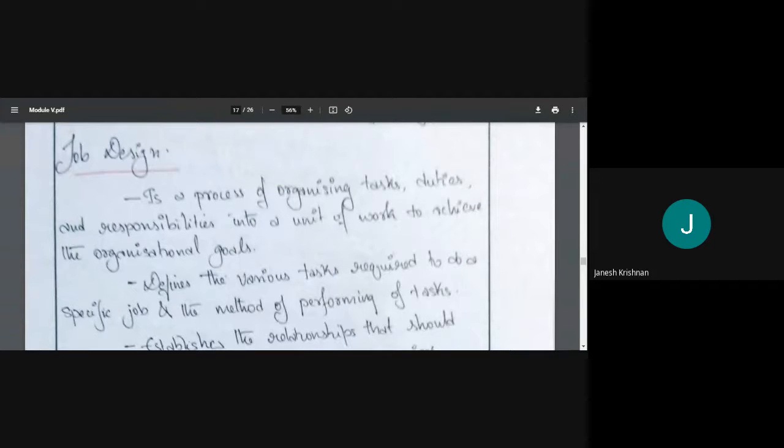So job assignment is the process of organizing tasks, duties, and responsibilities into a unit of work to achieve the organization's goal. And what is the goal? To successfully complete our project, right? So that will depend upon the site. Okay, that will depend upon the project also, you know?